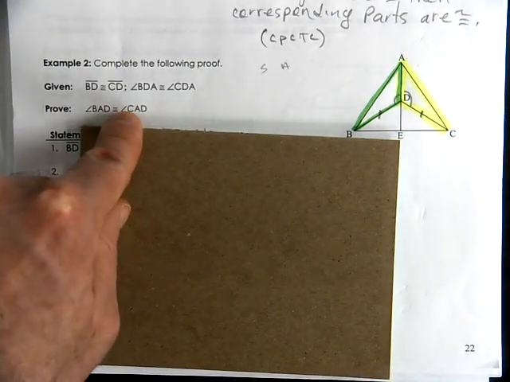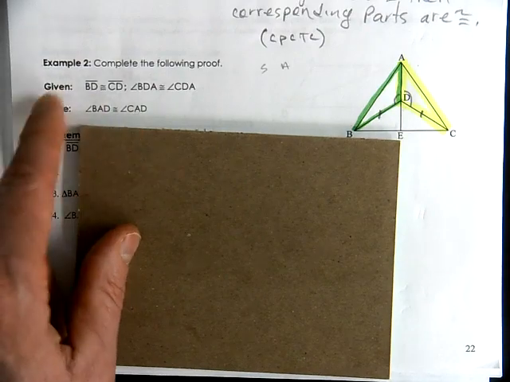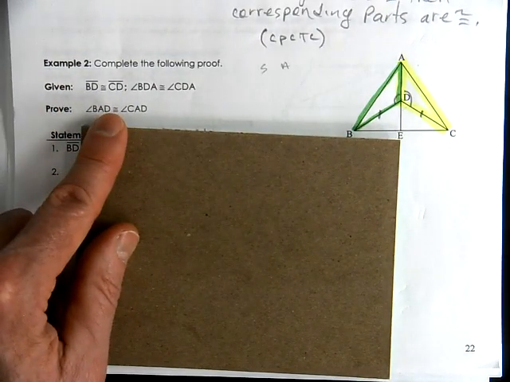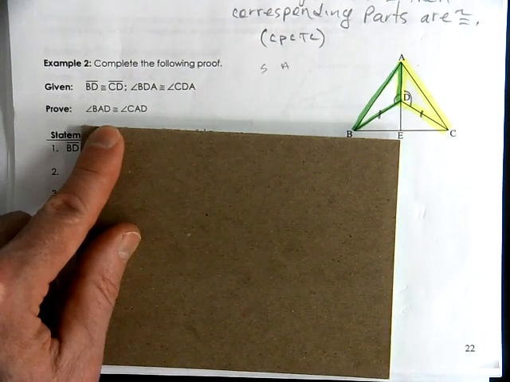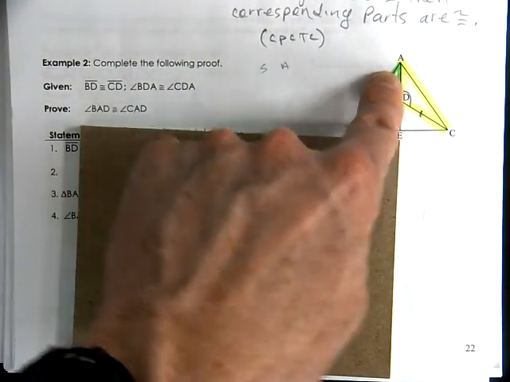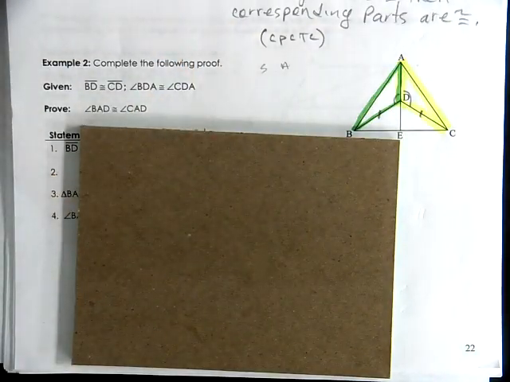We cannot use this. This is not the information you know. You can't use the proven information. You haven't proved it yet. This is where we're trying to get to. We want to show that angle BAD, that top green one, is equal to that top yellow one, CAD.